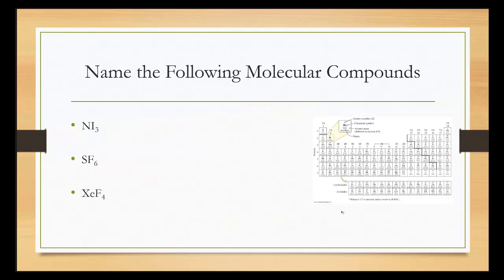N and I, both nonmetals, so we use prefixes. Mono for the first one, but we don't use mono, so just plain nitrogen. 3 for tri. Iod for the iodine, and it ends in iodide. Nitrogen triiodide.